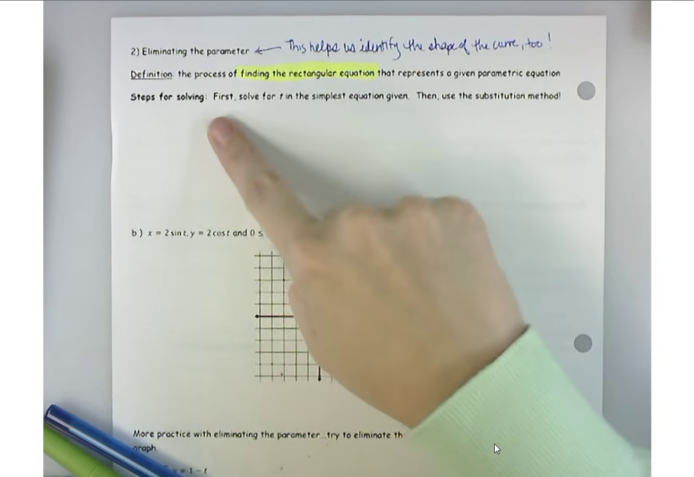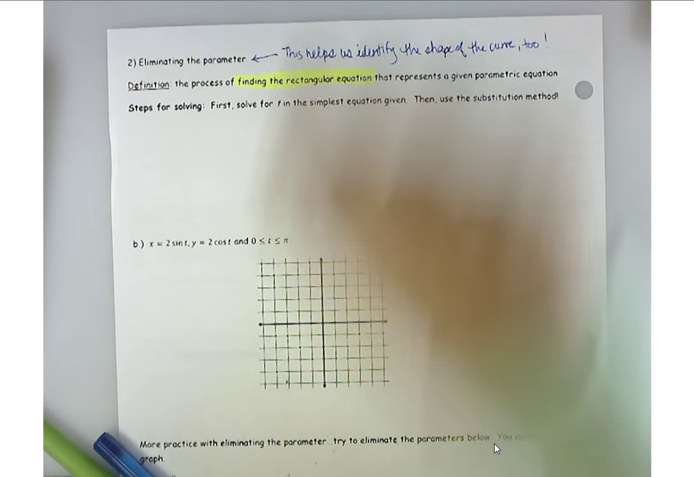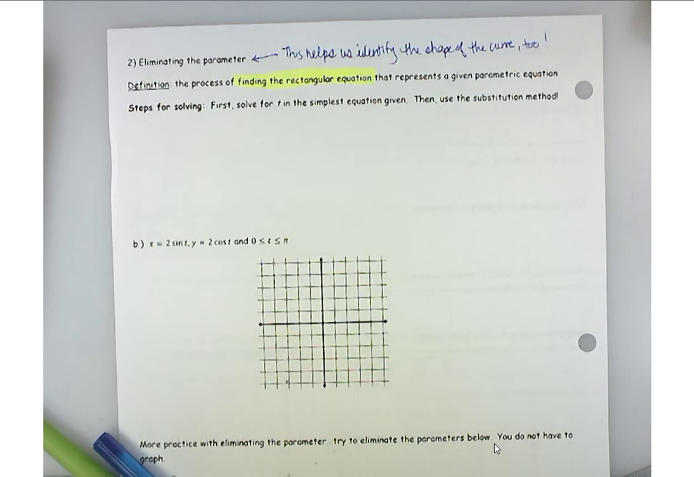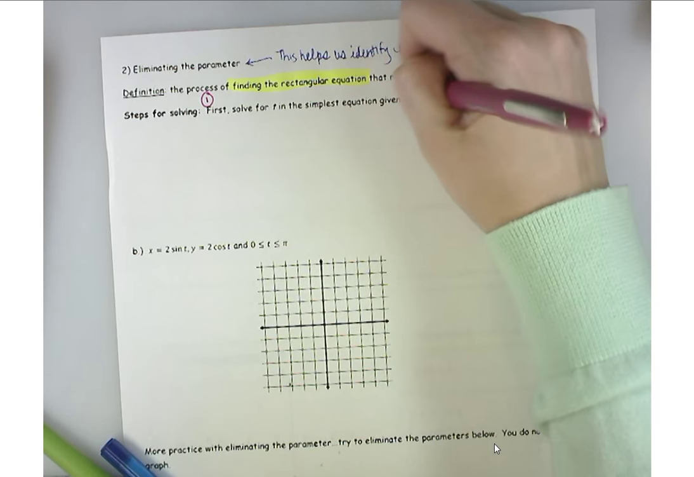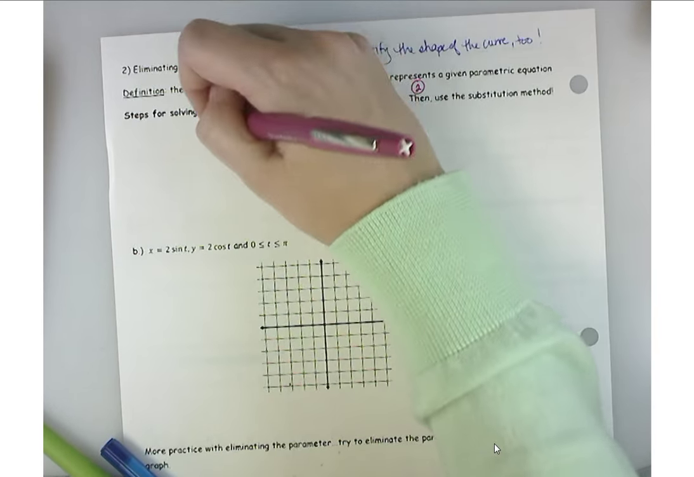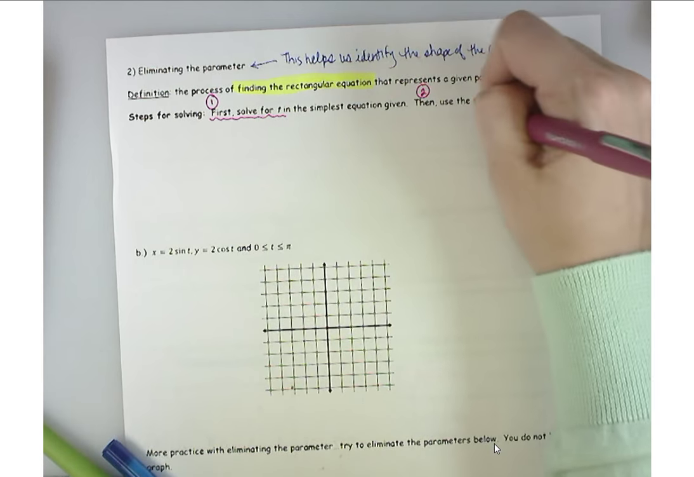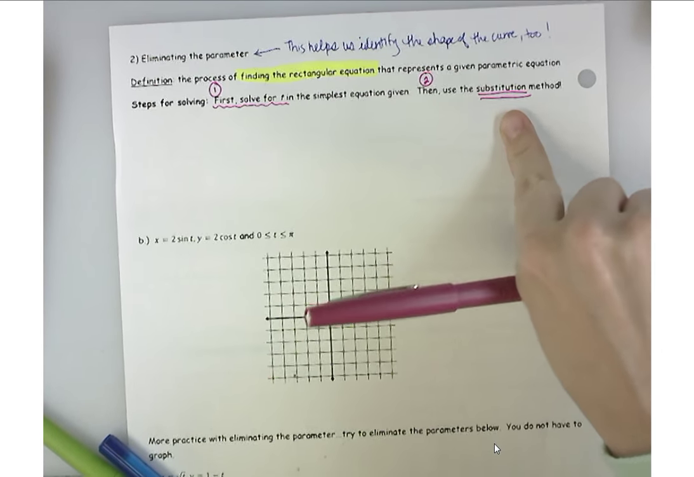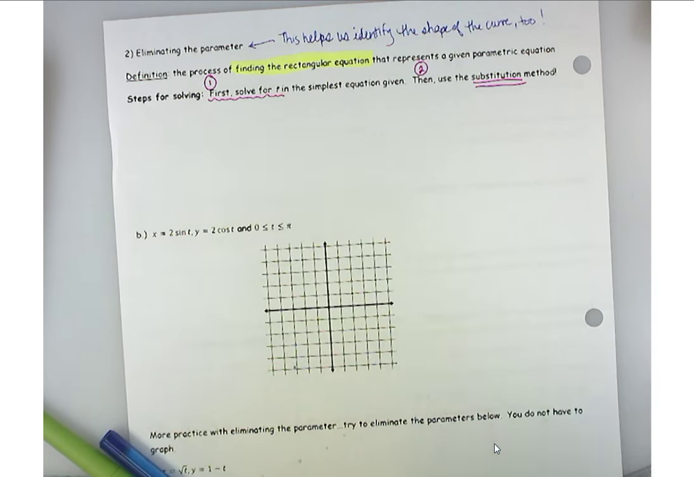So there are 2 steps that I give you. First, you're going to solve for t in whatever you think is the simpler equation. Sometimes it's obvious, sometimes you could use either or, so that's okay. And then your second step is to use the substitution method. You use substitution in Algebra 1 when you were solving systems of equations. Okay, so that's step 1, step 2.